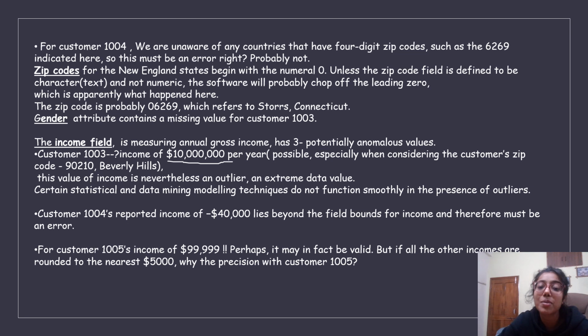Certain statistical and data mining modeling techniques do not function smoothly in the presence of outliers. And customer 1004's reported income of $40,000 lies beyond the field bounds for income and therefore must be an error. And customer 1005's income of $99,999 perhaps may in fact be valid, but if all the other incomes are rounded to the nearest $5,000, why the precision with customer 1005?